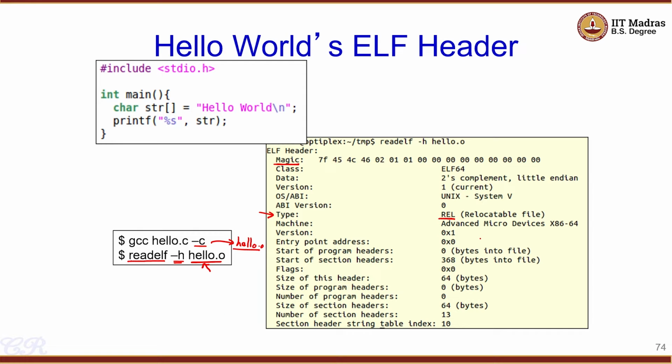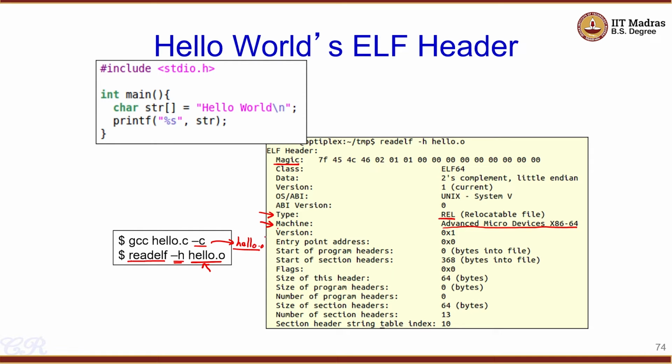A type of relocatable file indicates that it is an object file, and it could also be a shared library as well. The other thing that we also looked at is the machine details. This particular object file is of the form x86-64. That means it is compiled for a 64-bit AMD device. Essentially, it would work with the Intel 64-bit platforms as well.